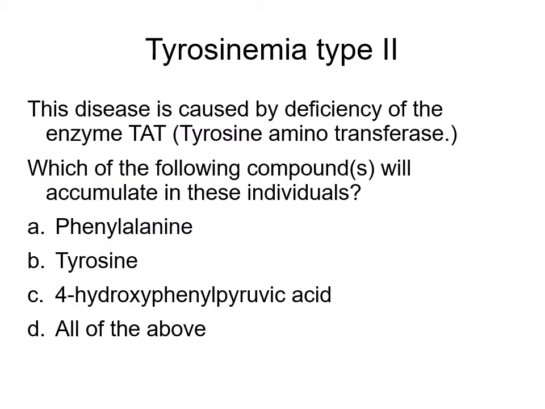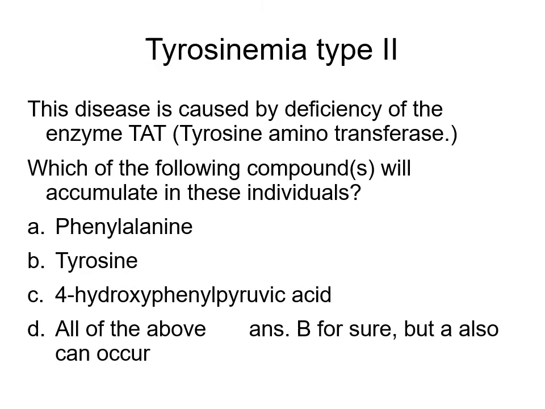Okay, so tyrosinemia type 2 is caused by a deficiency in the enzyme TAT, tyrosine aminotransferase. Which of the following compounds will accumulate in these individuals? Phenylalanine, tyrosine, 4-hydroxyphenylpyruvic acid, all of the above. Okay, the answer is B for sure, tyrosine will accumulate.